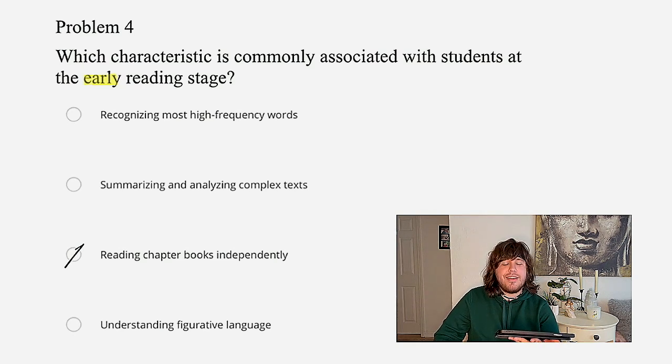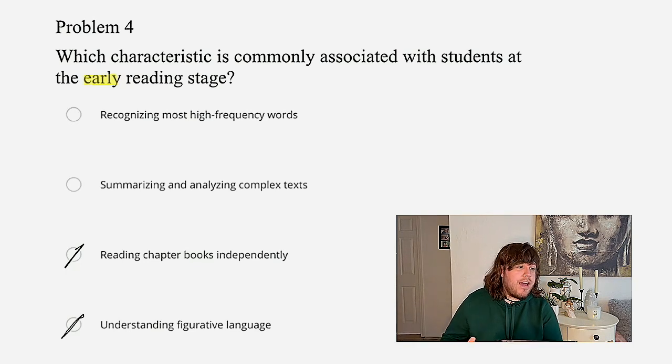Answer D says understanding figurative language. Figurative language is a skill that you teach students much later on in their academic careers. That's not something that an early reader tackles. So we get rid of answer D. B says by summarizing and analyzing complex texts. There is that word, complex. It stands out to you. An early reader is not reading anything complex, okay? We're talking about students who have no experience with reading. They're just starting out with these skills. So we get rid of answer B as well.